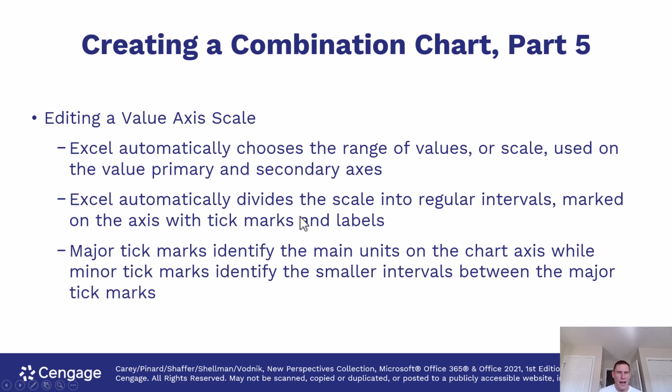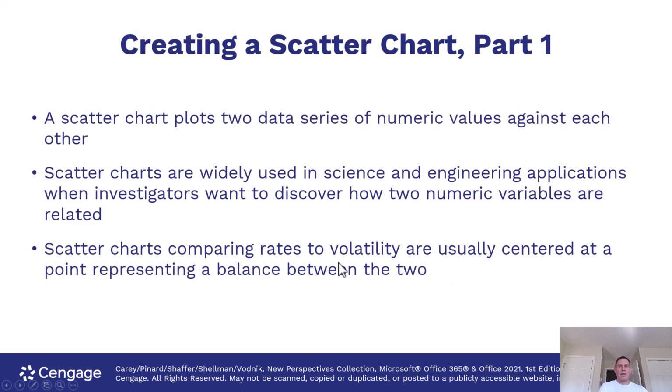If you want to edit a value axis scale, you can certainly do that. Now, it's worth noting that Excel automatically chooses the range of values or the scale used on the value primary and secondary axis. Excel also automatically divides the scale into regular intervals marked on the axis with tick marks and labels. Major tick marks identify the main units on the chart axis, while minor tick marks identify the smaller intervals between the major tick marks.